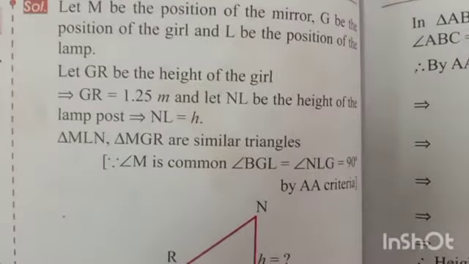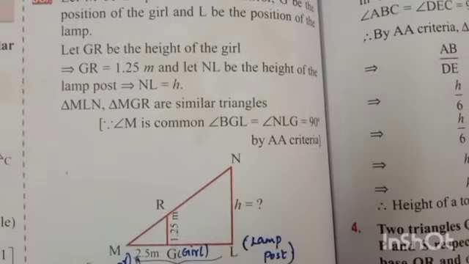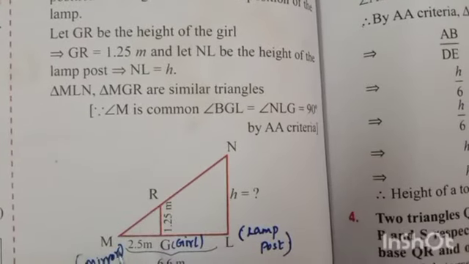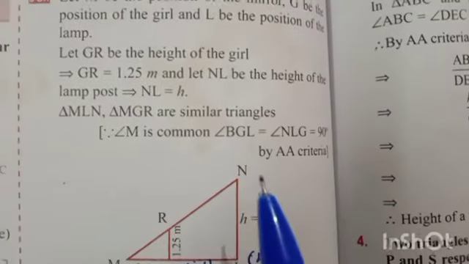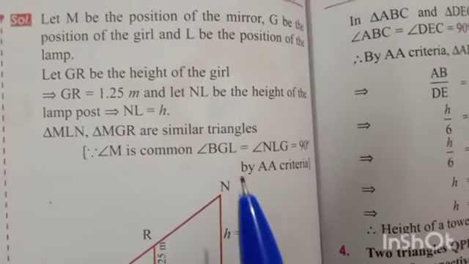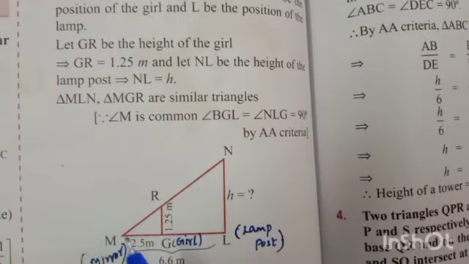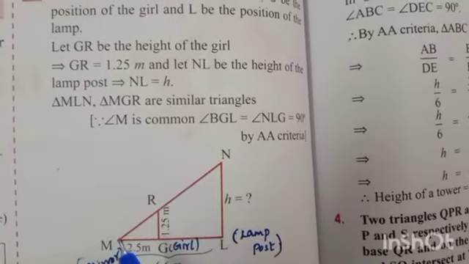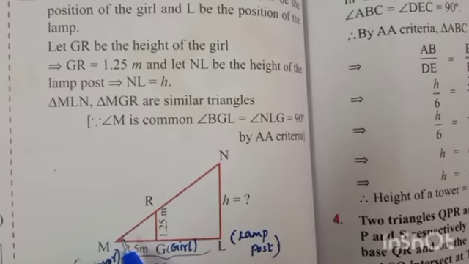Now we get two triangles. What are they, students? That is MGR, and another one is MLN. Two triangles we have here. So that is MLN and MGR. You have to take them in order. You have to start with M, and for the second triangle also you have to start with M.